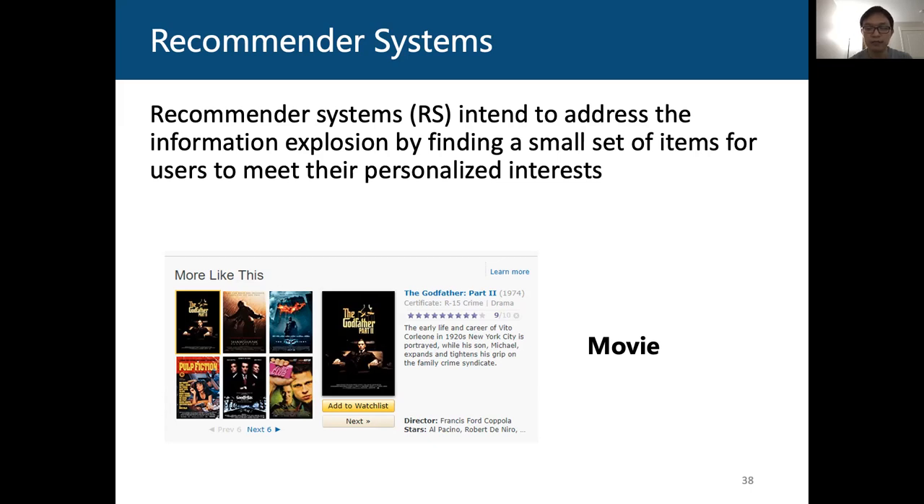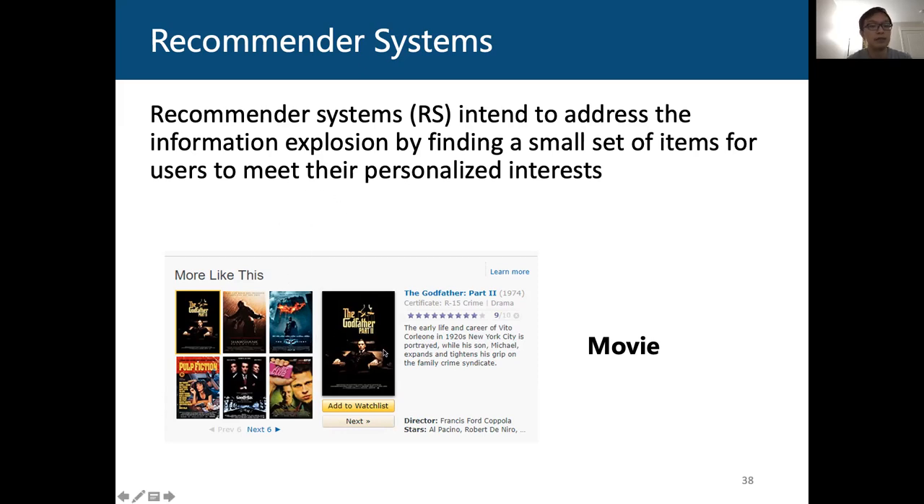how graph representation learning methods can be used in recommender systems. So let's first see what recommender systems are. The explosive growth of online content and services has provided so many choices for users. So recommender systems intend to address the information explosion by finding a small set of items for users to meet their personalized interest.